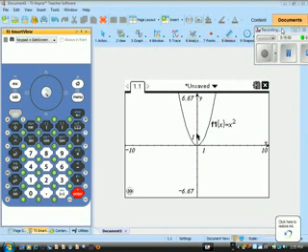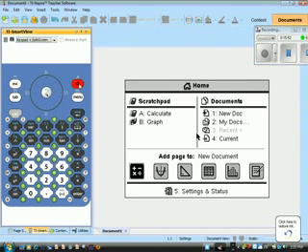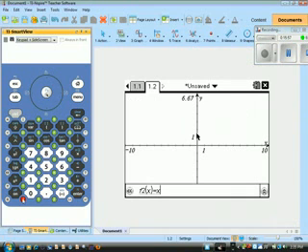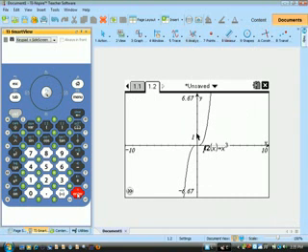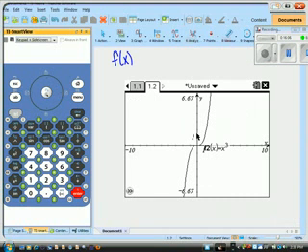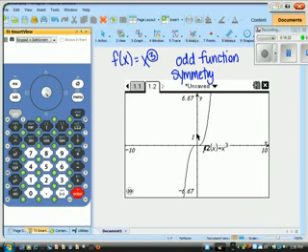All right, let's do an odd function. So let's do home over enter. And this time let's do x to the third power, and y equals x cubed is the most common odd function. Clearly it has an odd exponent, so it's considered to be an odd function. And it has symmetry with the origin.